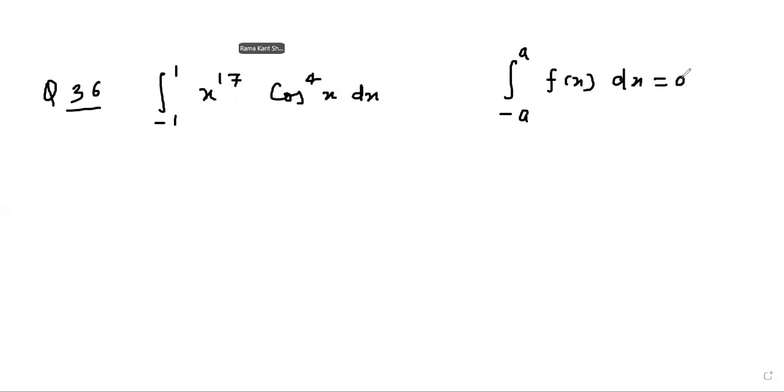Integration minus 1 to 1 x power 17 cos power 4 x dx. We know that the integral from minus a to a of f(x) dx becomes 0 if f(x) is an odd function. Here cos power 4x is even, but x power 17 is odd. So the total function will be odd, hence its value will be 0. Question number 37.